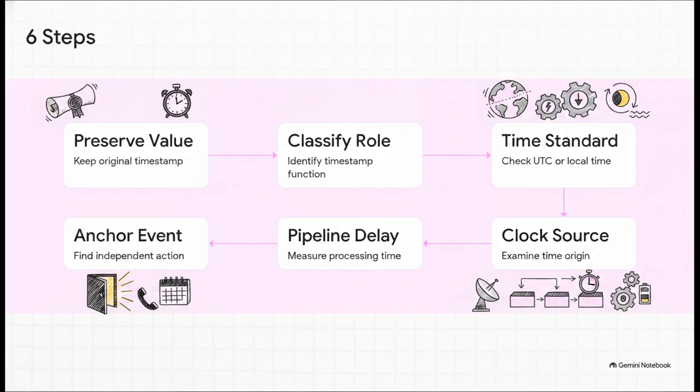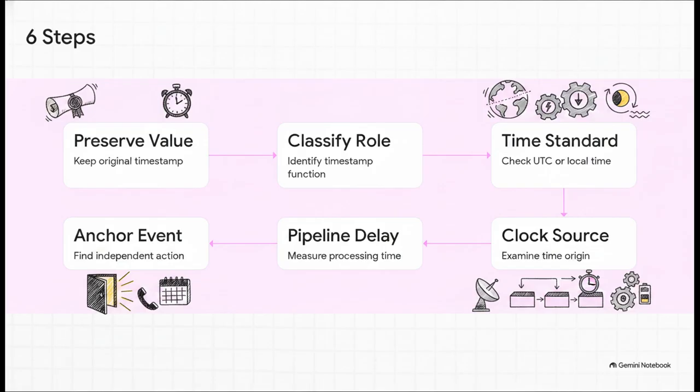Step 2. Classify the timestamp's role. Ask yourself, is this event occurrence, ingestion, or export? Step 3. Identify the time standard. Are we looking at UTC or local time? Does the platform use leap smearing? Step 4. Examine the clock source. Remember, a timestamp can never be more reliable than the actual clock that produced it. Step 5. Measure the pipeline delay. Compare the event time directly to the ingestion time so you can spot network congestion.